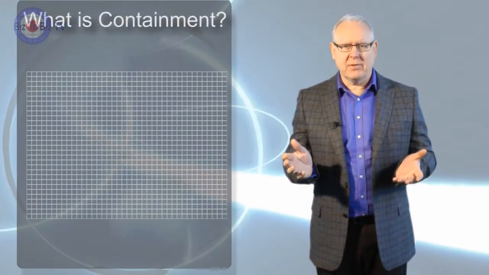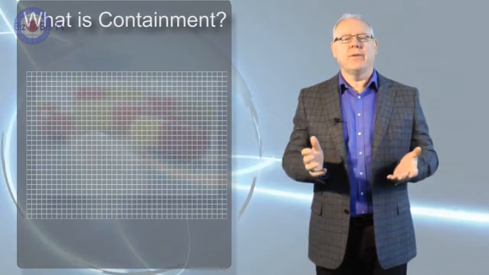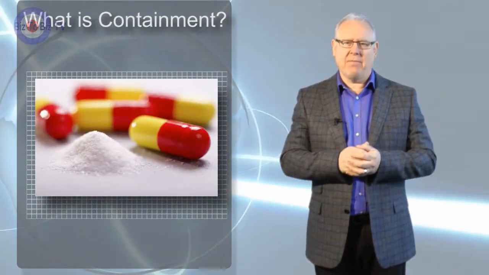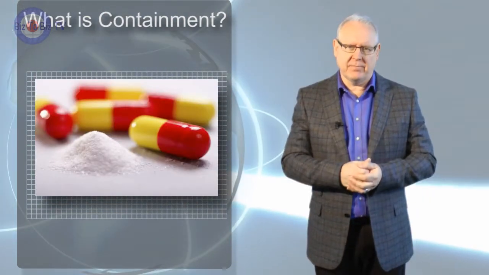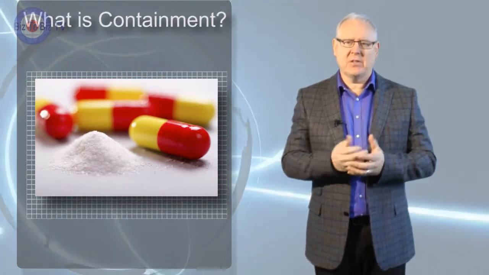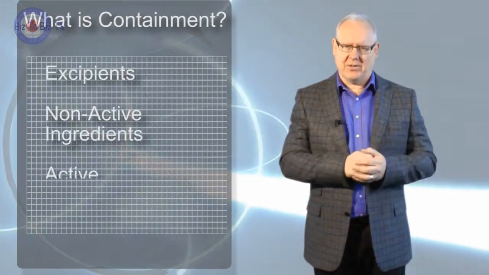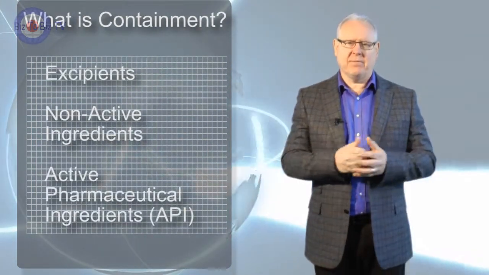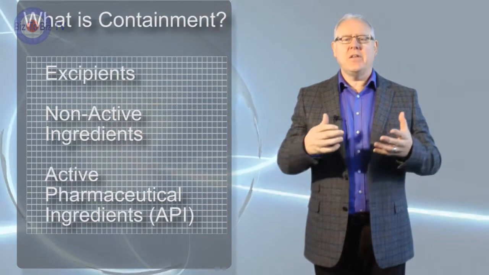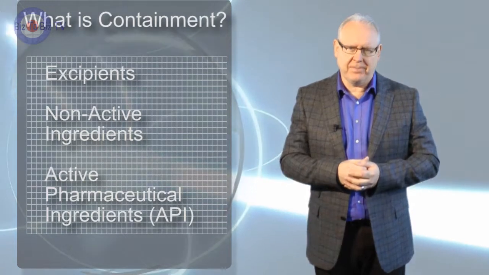What is containment and why do we need it in pharmaceutical production? Well, it all comes back to understanding how pharmaceutical products are manufactured. In previous shows, we explained that finished pharmaceutical products, tablets, etc., are made up of excipients, the non-active ingredients, and the active pharmaceutical ingredients. The ingredient that causes the biggest problem is the active pharmaceutical ingredient.